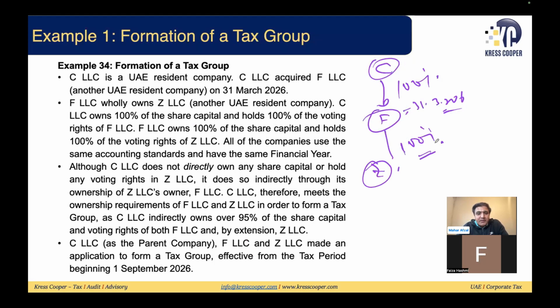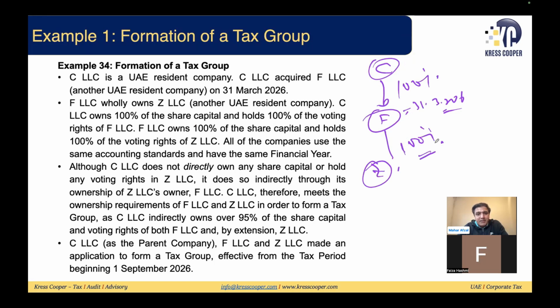It means all those conditions required to form a tax group are being met. Although C LLC doesn't directly own any share capital or hold any voting rights in Z LLC, it does so indirectly through its ownership of F LLC, which owns Z LLC. Therefore, they meet the ownership requirement of Z LLC in order to form a tax group. C indirectly owns 95%. Yes, they own it. They met the condition. Basically, they can set up a tax group.